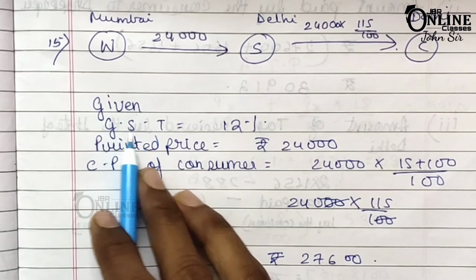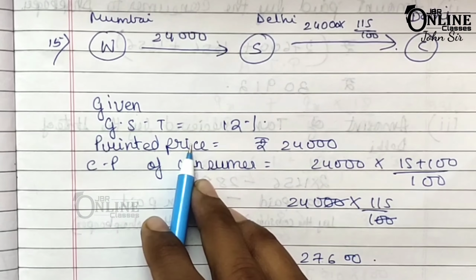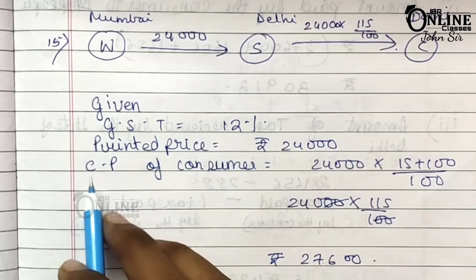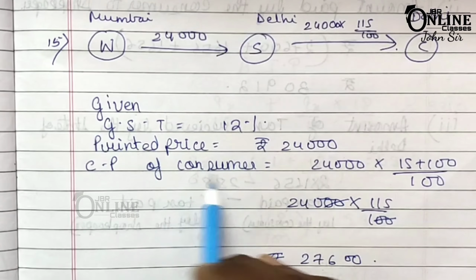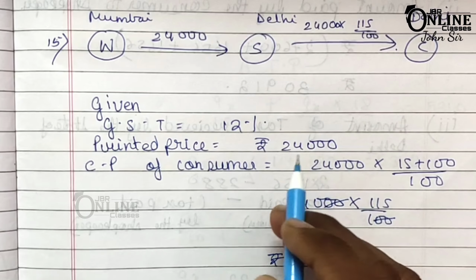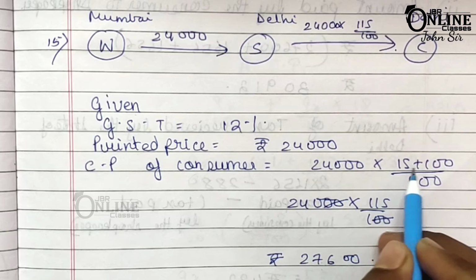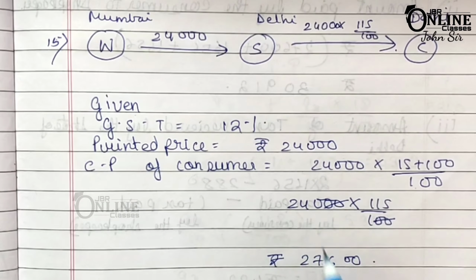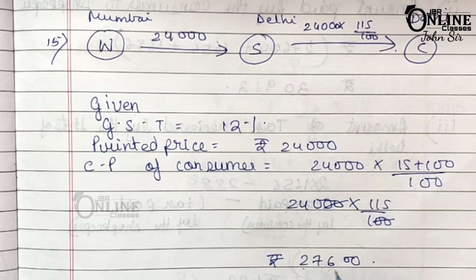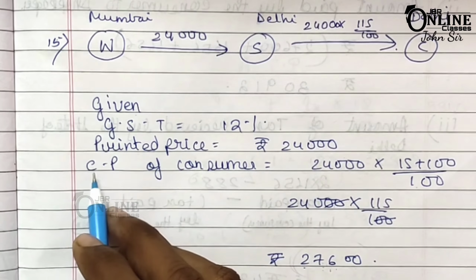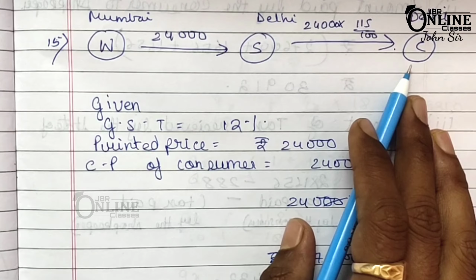Okay, so here, given the GST is 12%, the printed price of the article is 24,000. So the cost price for the consumer is 24,000 plus 15% profit, so 24,000 into 115 by 100, that equals 27600. So 27600 is the cost price for the consumer.